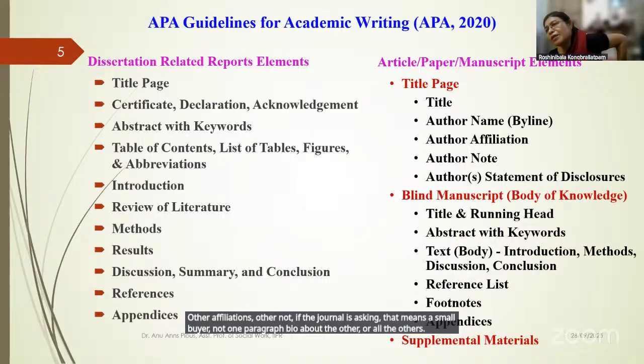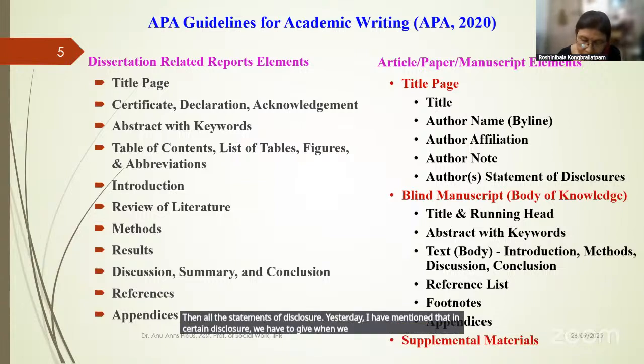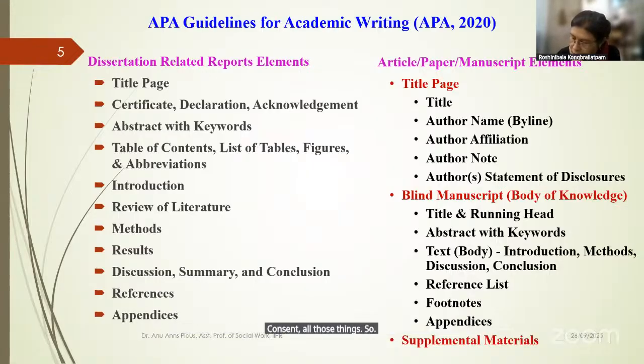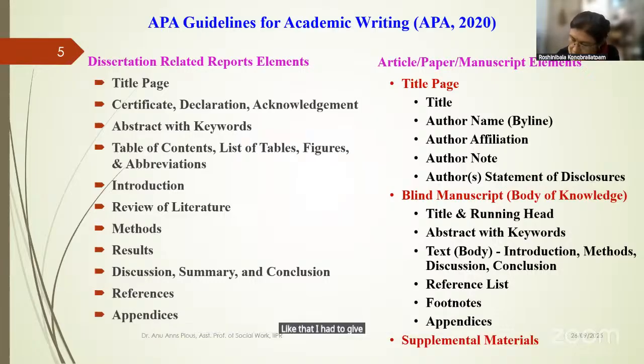Then other statements of disclosure. Yesterday I mentioned that certain disclosures we have to give when we are submitting the paper, as part of the ethics. Disclosure of conflict of interest, consent, all those things. And even right now we have to give a disclosure based on the usage of AI tools. So as an author, I have to declare that there is no conflict of interest in this. I have used such and such AI tool for this purpose in my study. Like that, I have to give maximum declarations to the journal and audience. With that, the title page will be over.